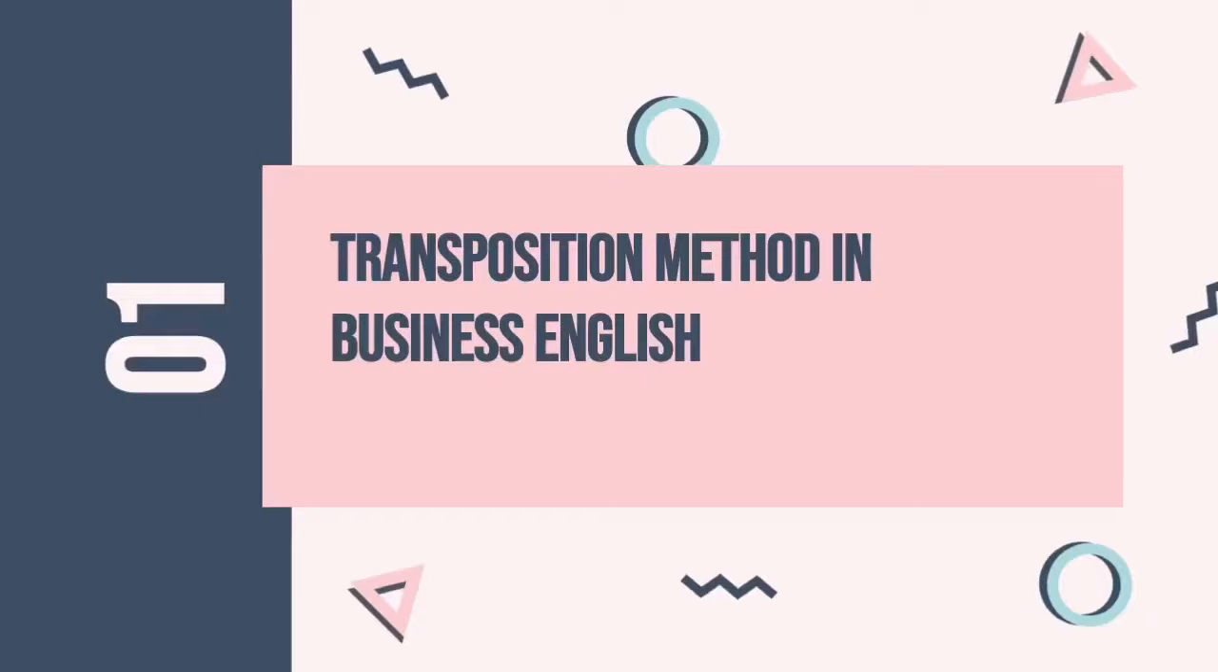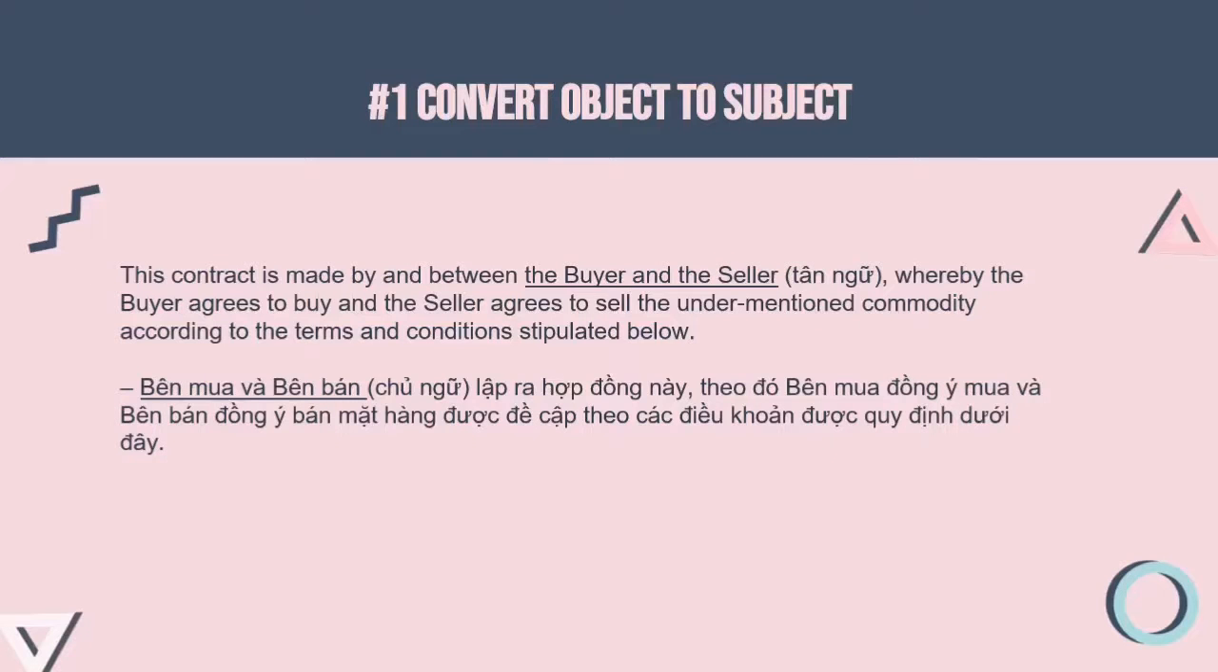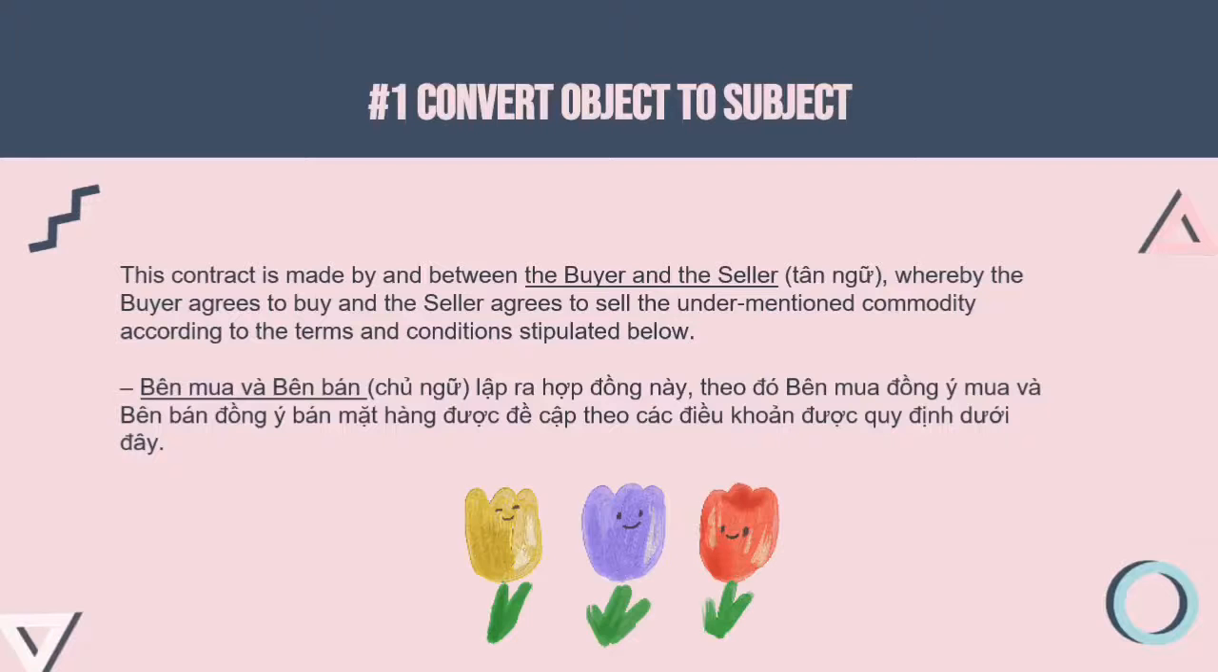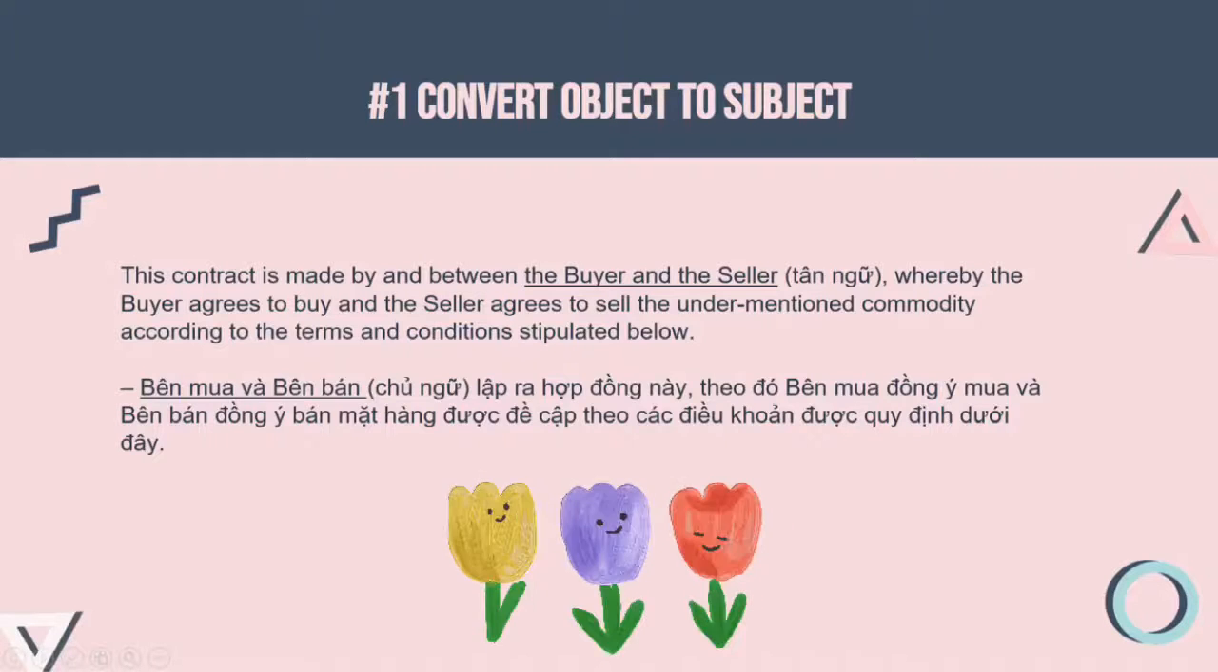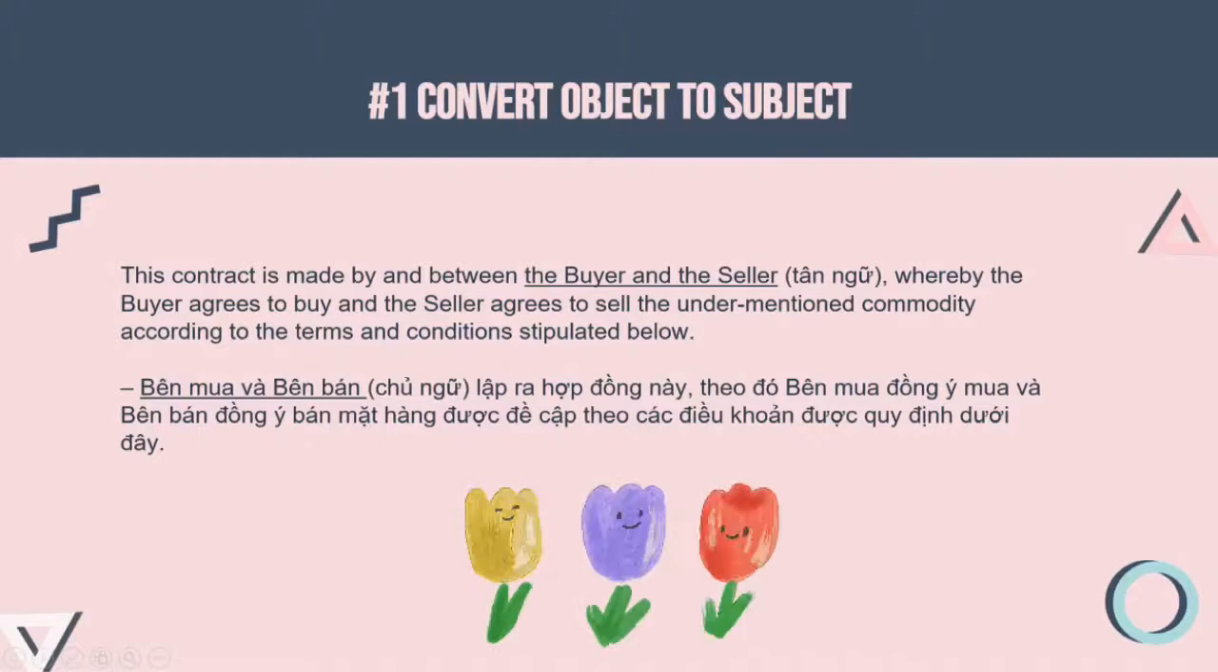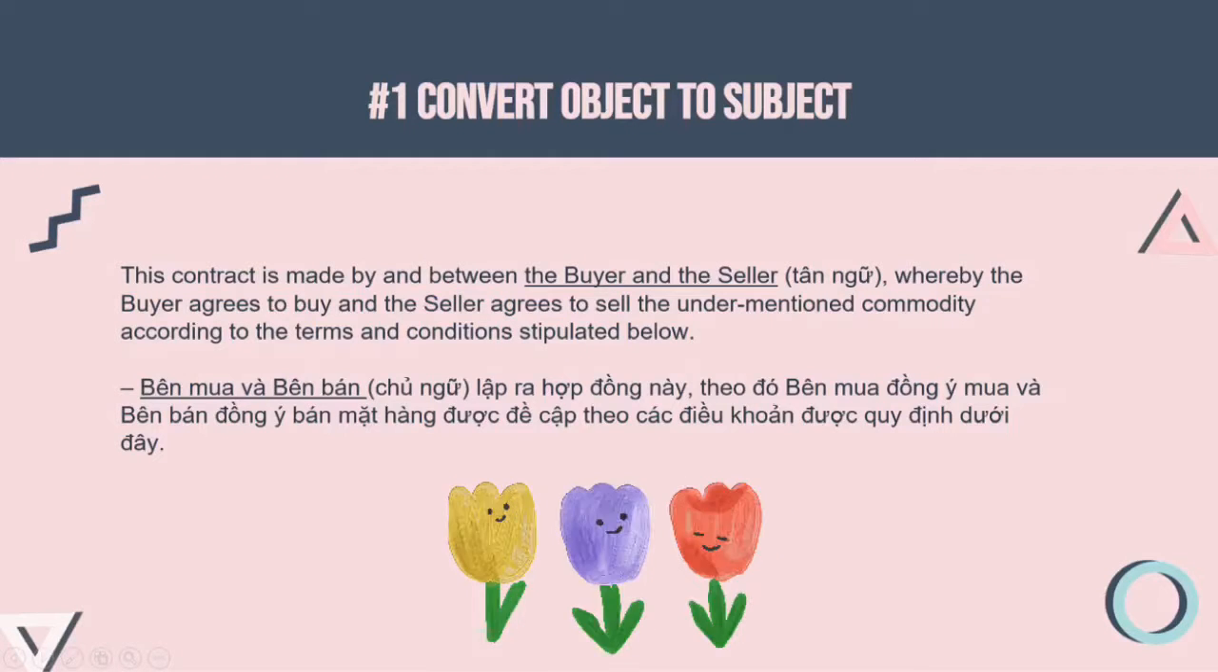Number 1. Transposition methods in business English. The first, converts object to subject. It means that in the English version, it plays the role of the object, but when we translate it into Vietnamese, we realize it as the subject. And here I have an example for you. You can see in the English version, the buyers and the sellers are objects, and in the Vietnamese version, it means bên mua và bên bán, and they become subjects.